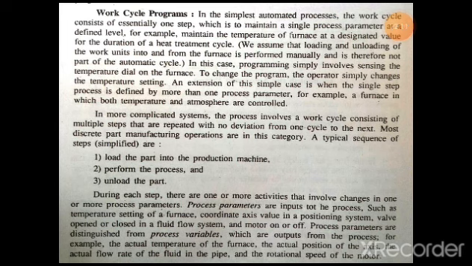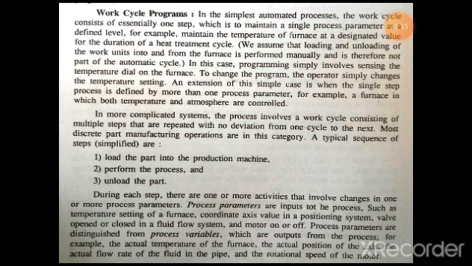Process parameters are distinguished from process variables, which are outputs from the process, because as per the process parameters, there is a variation on the output side also. For example, the actual temperature of the furnace, the actual position of the axis, the actual flow rate of the fluid in a pipe, and the rotational speed of the motor. So all these things are considered the output side.